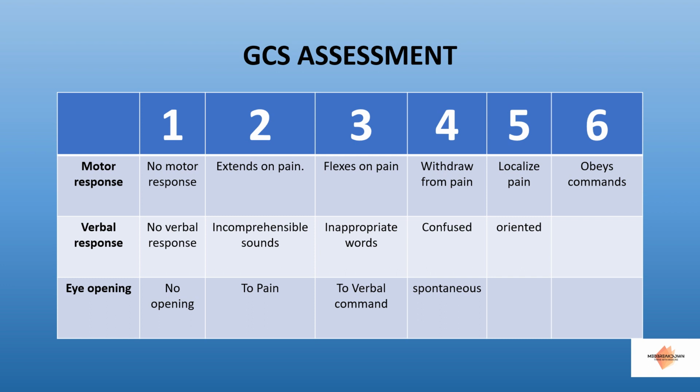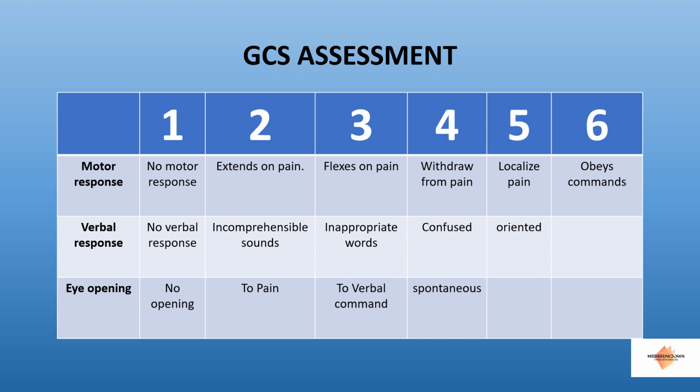If there is flexion response for a pain stimulus, then score of 3 is given. If patient withdraws from pain stimulus, then score of 4 is given. If patient can localize pain stimulus, then a score of 5 is given. If patient can obey given commands, then a score of 6 is given. So the maximum score that can be given for a motor response is 6.